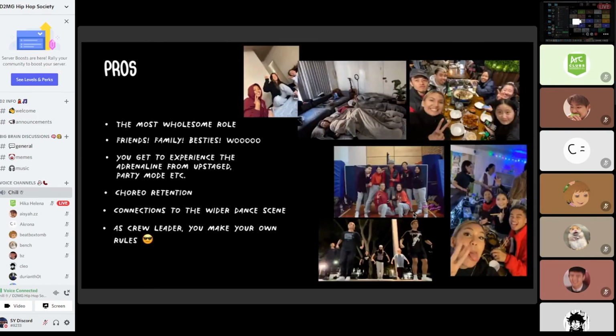Okay, the pros. This is definitely the most wholesome role because it's all about making friends and bringing together a team of people that you can call your little choreo crew family. And then you also get to experience the adrenaline from different performances together and go through all the tough times preparing the choreo, practicing together, and performing it. I think those are the best memories you could have with the choreo crew.